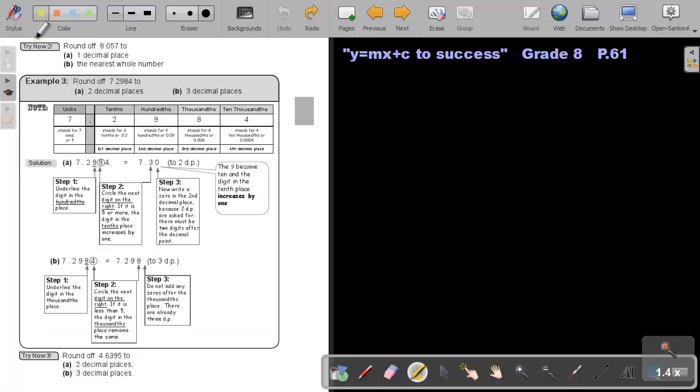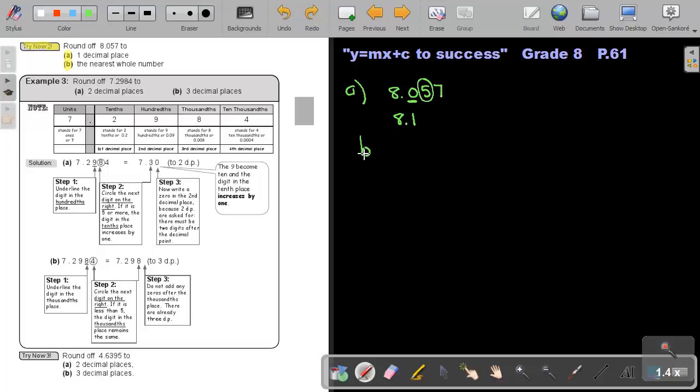Okay, I want you to try now number A as well as number B. Stop the video, and as soon as you are finished, you can continue with the video. Okay, round off, let's just write it down, to the nearest 1 decimal place. Now, this is the nearest 1 decimal place, but I always put a circle around the one on the right. Now, this one is 5. If it's 5 or more, then the underlined one must become 1 more. So it will be 8.1. That will be the final answer.